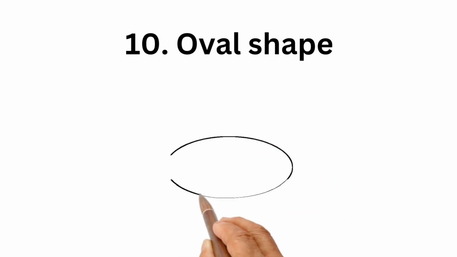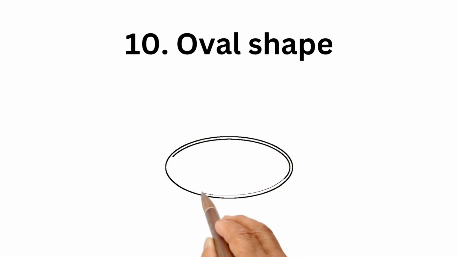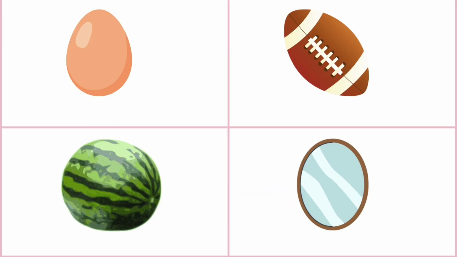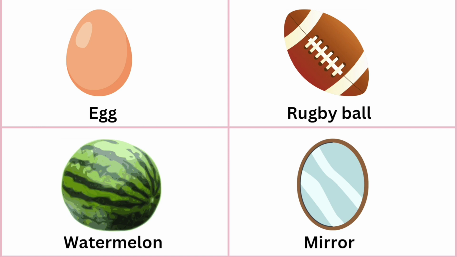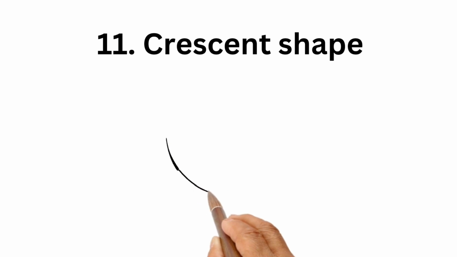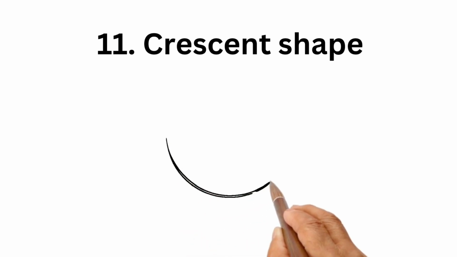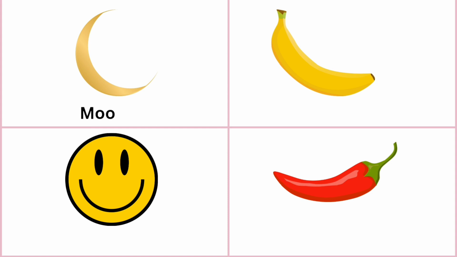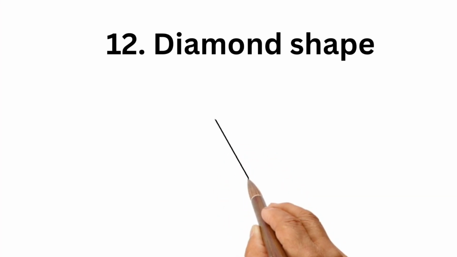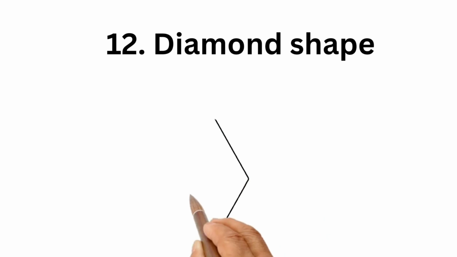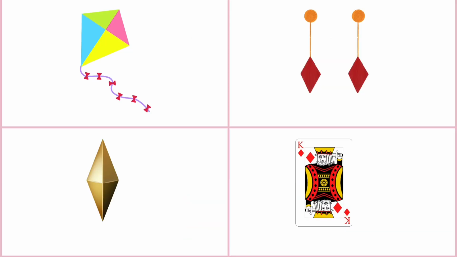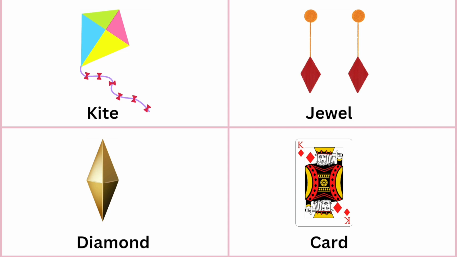This is oval shape: egg, rugby ball, watermelon, mirror. This is crescent shape: moon, banana, smiley, chili. This is diamond shape: kite, jewel, diamond, card.